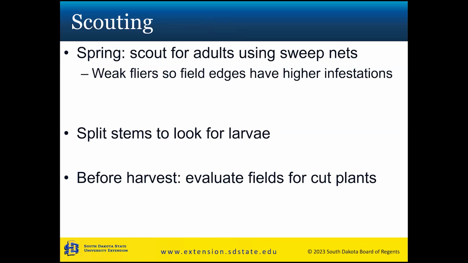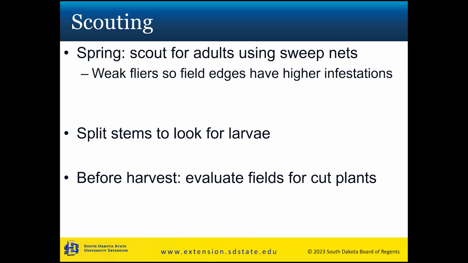They're not great flyers, so we typically start on the field edge and then move into the field. Field edges will have higher infestations. If we confirm that there's a population, then we go back and check stems for whether or not the larvae were present and figure out how much of an infestation is present in the field. And the big thing here is to harvest the fields earlier to avoid having the lodging occur.